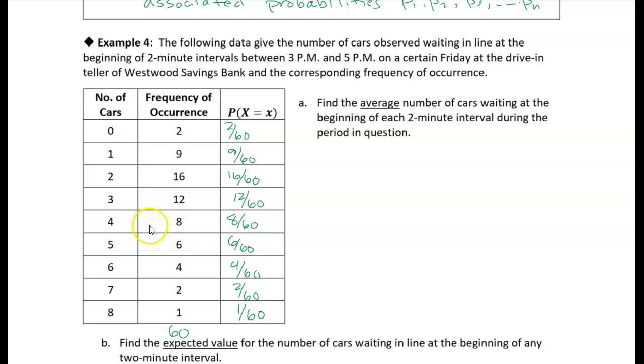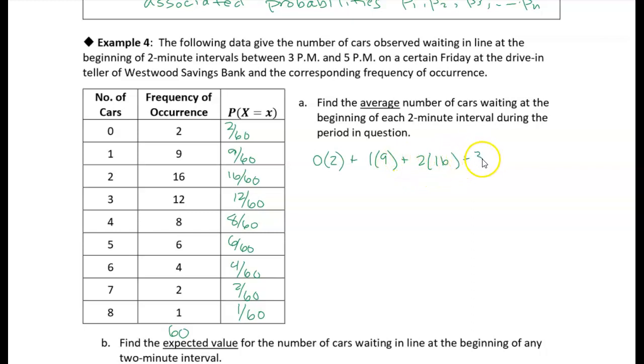So really, it's 4 4 4 4 4 4 4 4, right? It's occurring 8 times. So what we're going to do is take the number of cars and multiply by the frequency of occurrence. Rather than adding 0 plus 0, we'll just add 0 2 times. Rather than adding 1 plus 1 plus 1 plus 1 plus 1, 9 times, I'm just going to take 1 times 9. And then we have 2 times 16.